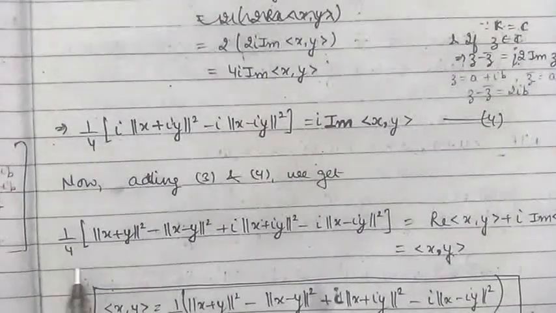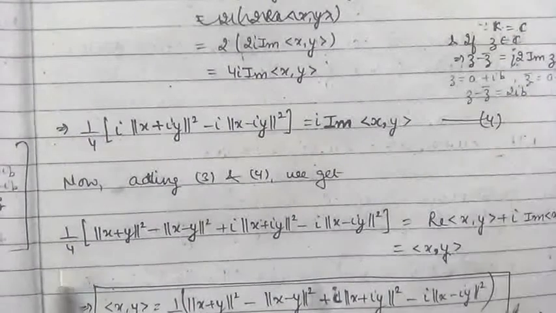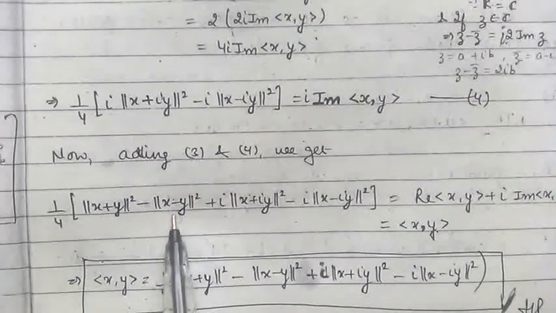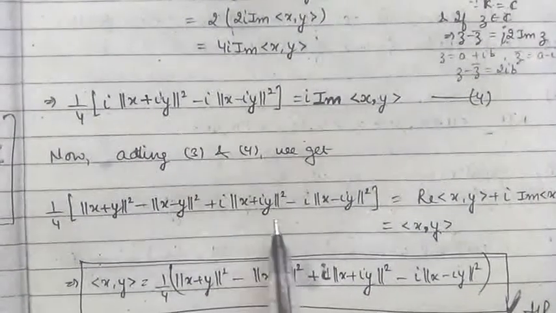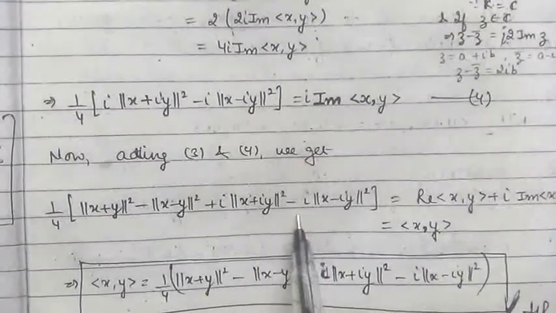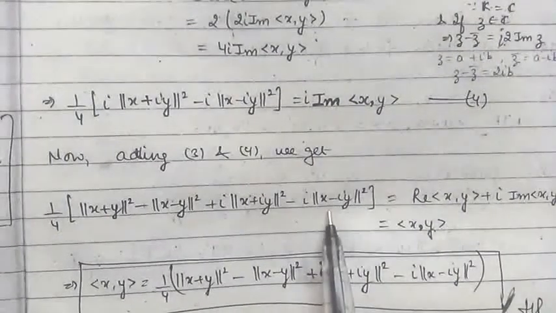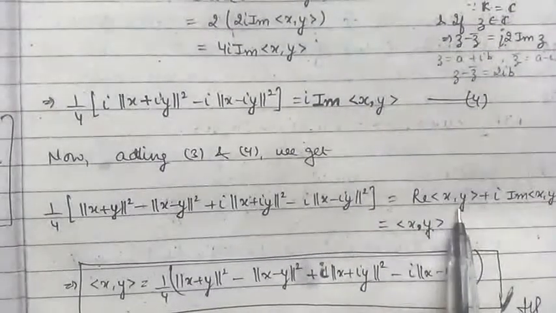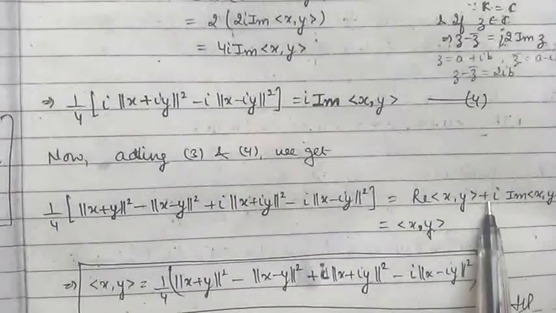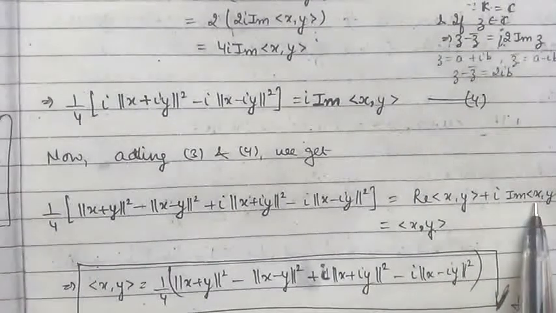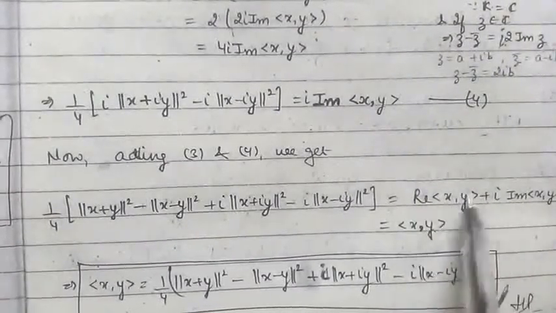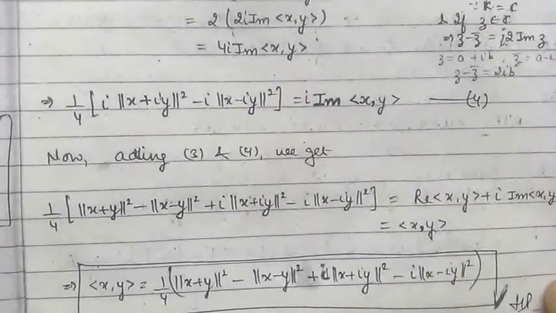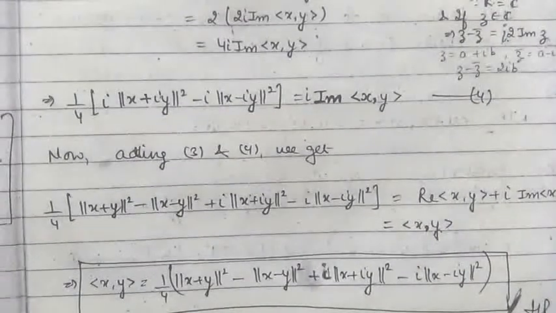which is given by 1 by 4 times the norm of x plus y squared minus the norm of x minus y squared plus iota into the norm of x plus iota y squared minus iota into the norm of x minus iota y squared is equal to the real part of inner product of x and y plus iota into the imaginary part of inner product of x and y. This whole is a complex number which is inner product of x with y. So this proves polarization identity in an inner product space.